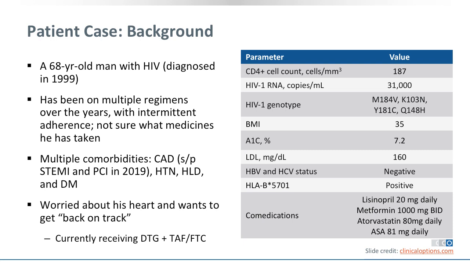And looking at his other parameters on the right, you can see his CD4 count is 187. It has now dropped below 200. His viral load is not suppressed. It's 31,000. And he has the listed mutations that are seen on genotype. He is known to be HLA-B5701 positive, and the medications that he's taken are listed below.